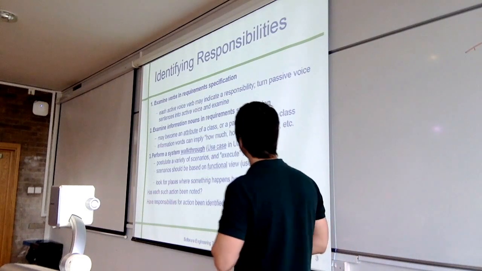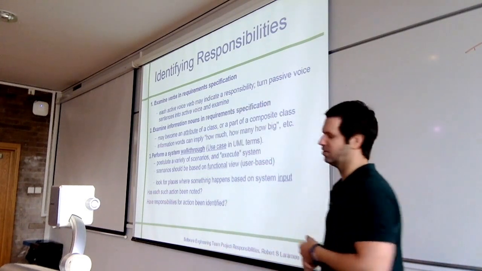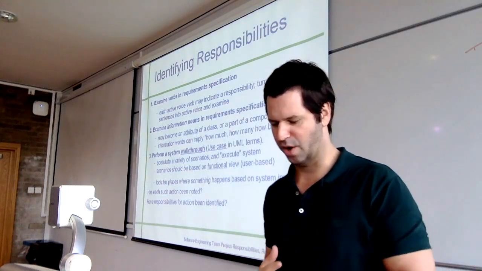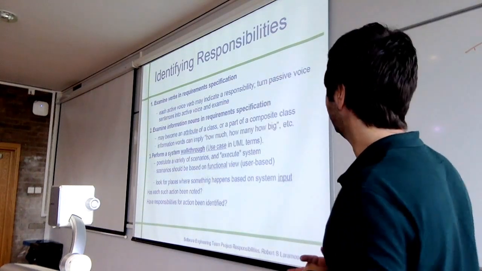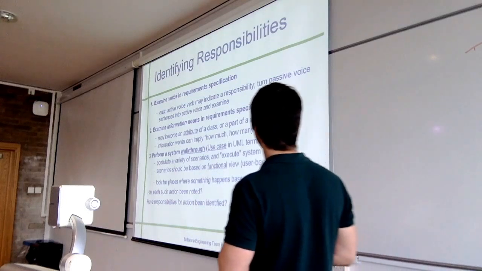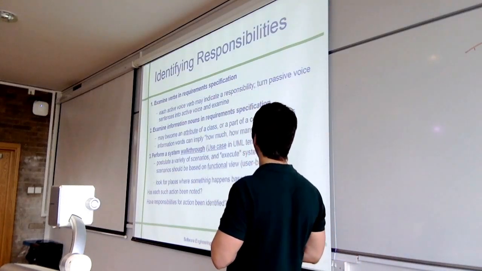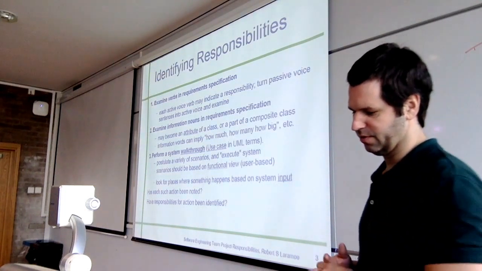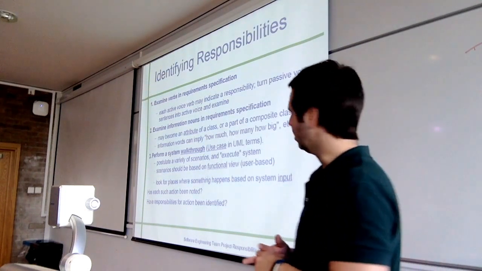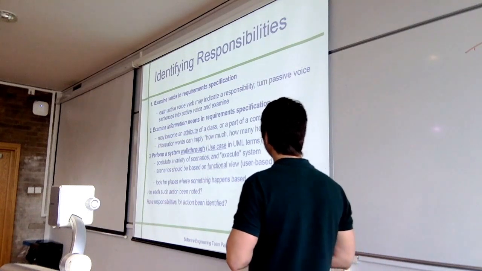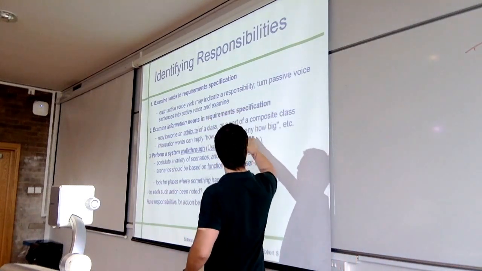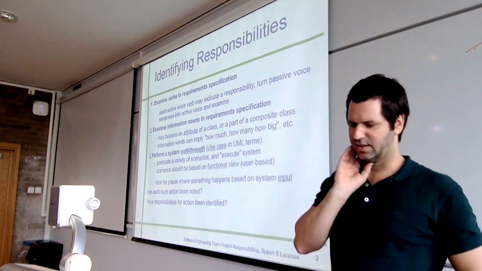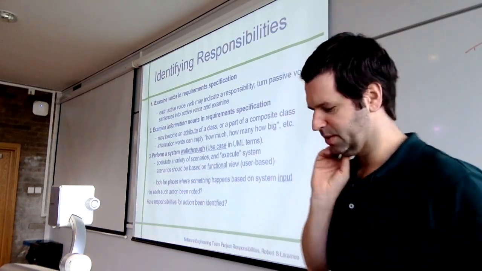Examine information nouns in the requirements specification. So numbers, for example, anything that describes a quantity. Information nouns may become an attribute of a class or part of a composite class. So we're going to talk about those in the forthcoming lectures. Information words, look out for words like how much, how many, how big, and those sorts of things. Sizes and amounts and quantities.